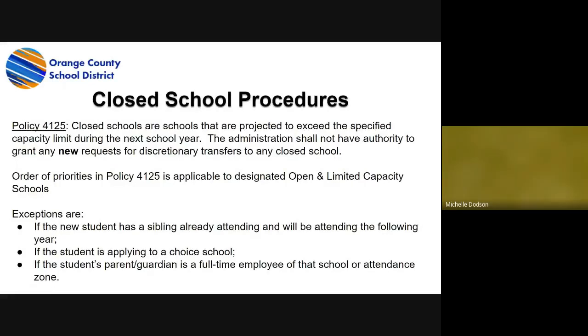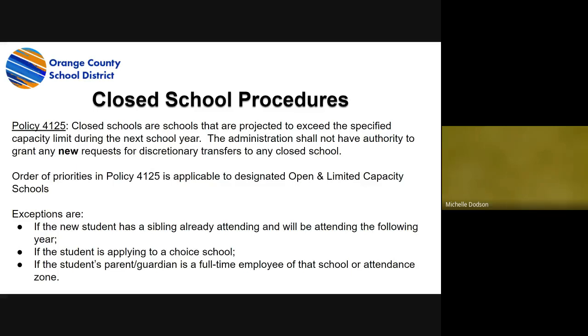So in determining closed schools, these are the procedures set forth in Policy 4125. As you remember from earlier in the presentation, closed schools are schools that are projected to exceed the specified capacity limit during the next school year. The administration does not have authority to grant any new requests for discretionary transfers to any closed school. And there, again, is an order of priorities in Policy 4125 that is applicable to designated open and limited capacity schools.